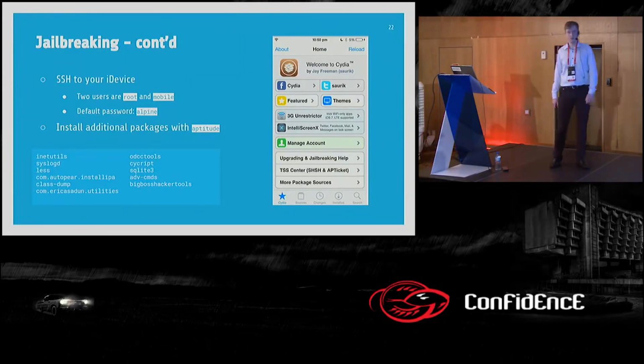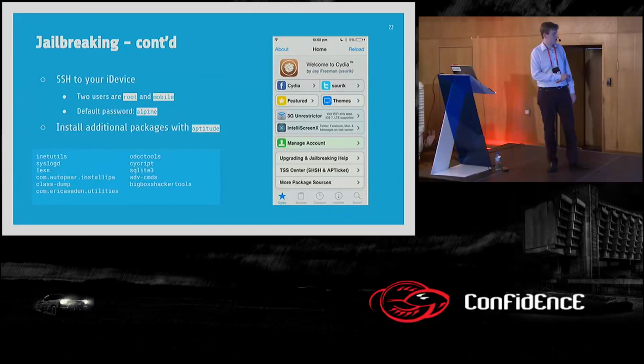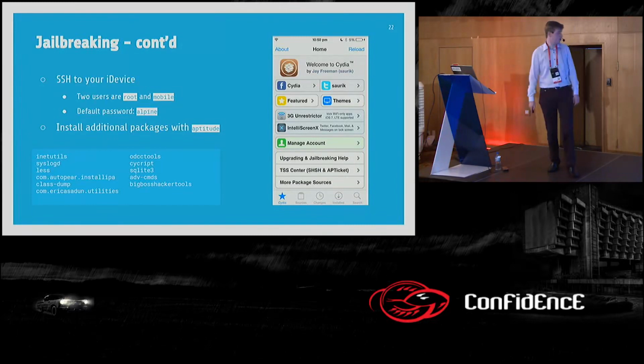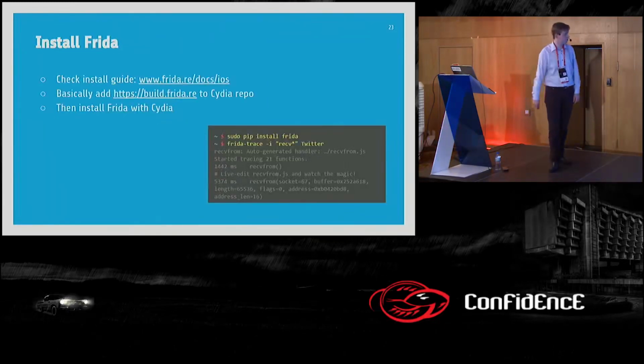The first thing you do is install Aptitude and OpenSSH. You have two users by default on iOS, root and mobile, and the default password for SSH is Alpine. And I listed some tools that I usually install directly on a jailbroken device that are then useful for testing.